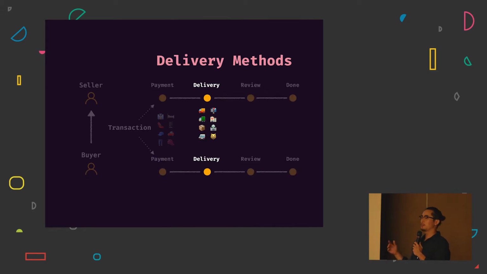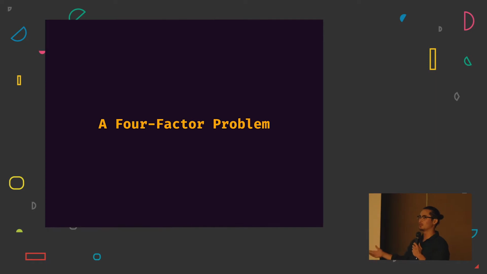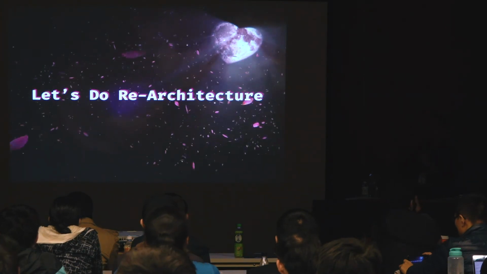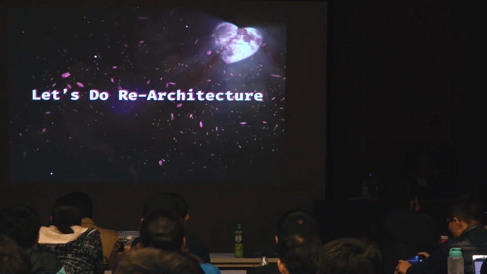We also have different delivery methods. And it's all inside this transaction page, which makes it a 4-factor problem we have to deal with. And what makes it even worse is one day your PM will come to you and say, how about let's do re-architecture? You just need to make your page totally the same as the previous one.